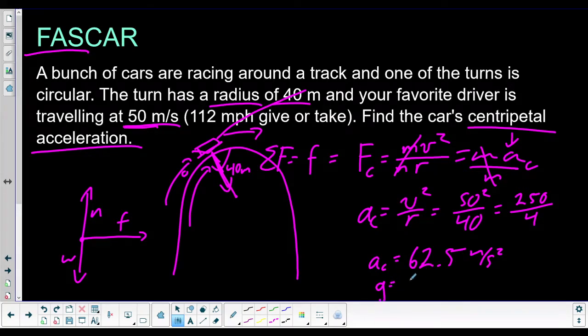g is 10 meters per second squared. This is over 6 times bigger than that. So this guy's pulling 6 g's like in a fighter jet or something. That's pretty crazy. When you guys are teachers like me, you should maybe also check your numbers before you put them in videos. Okay, let's do one more.